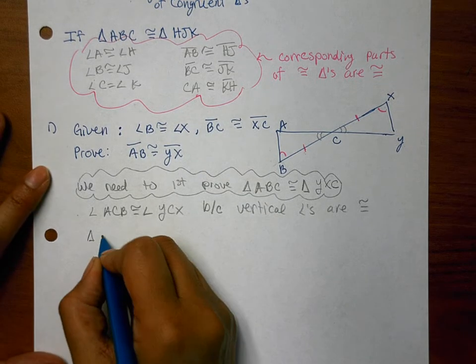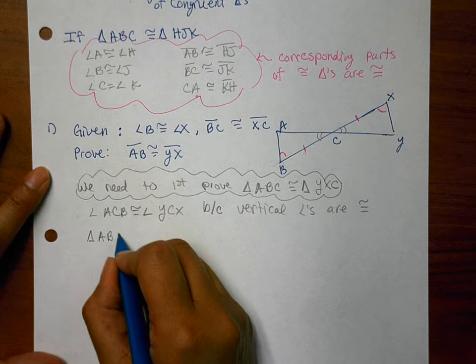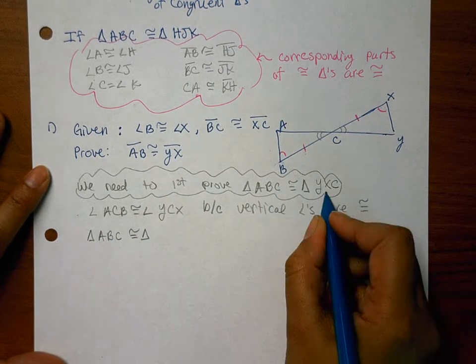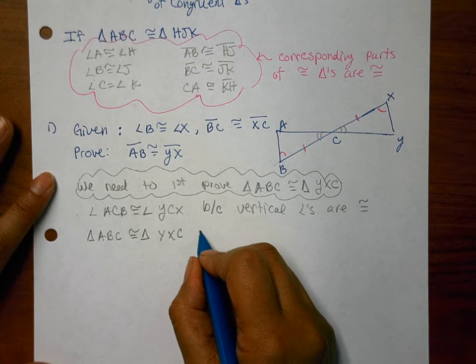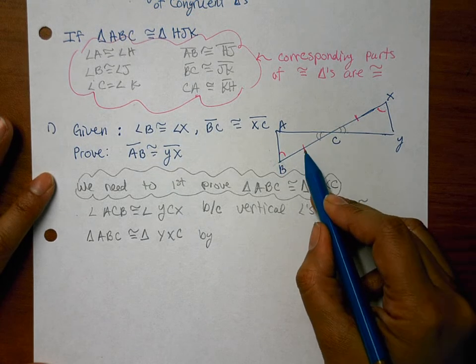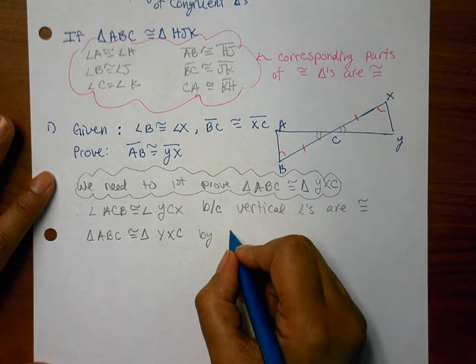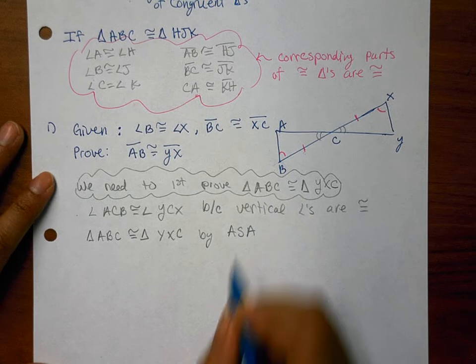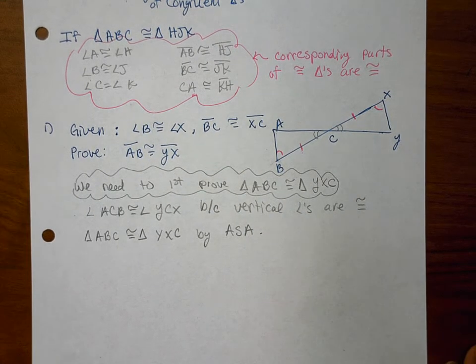Now look at your markings. Do we have enough to say the two triangles are congruent? We sure do. Triangle ABC is congruent to triangle YXC by, what's the reason? There's an angle, and a sandwich that's a side that is sandwiched. An angle, and a side that is sandwiched. So we would say by angle, side, angle.